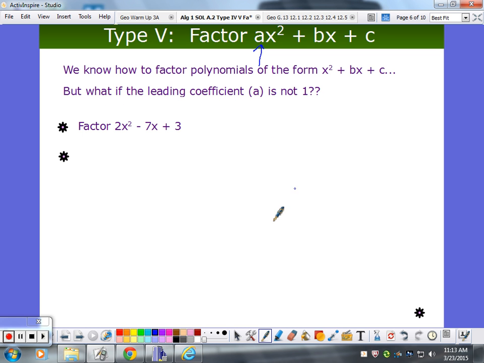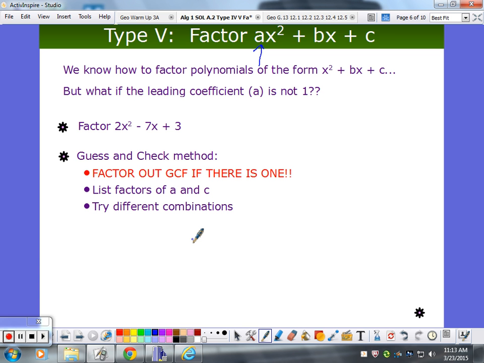If I said factor this, the first thing you do is look for a greatest common factor, hoping it's 2, that it factors away, and then it's an easy type 3. But 2 is not a factor. So how do you do this? Well, you can use the same method we used for type 3. It's called the guess and check method. You basically reverse distribute.